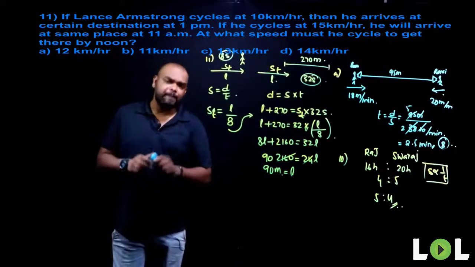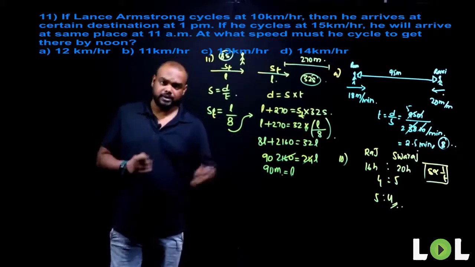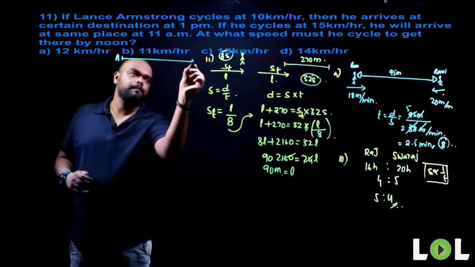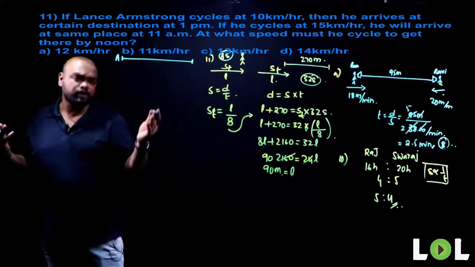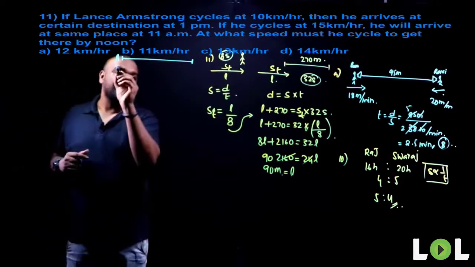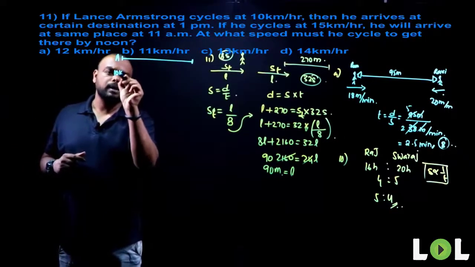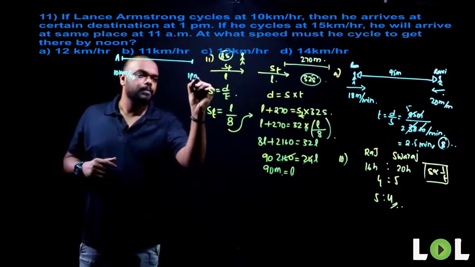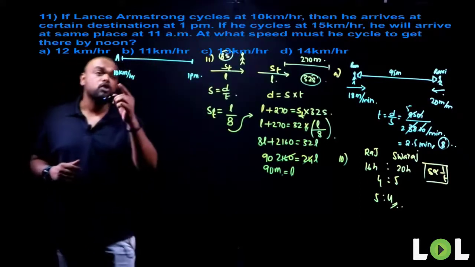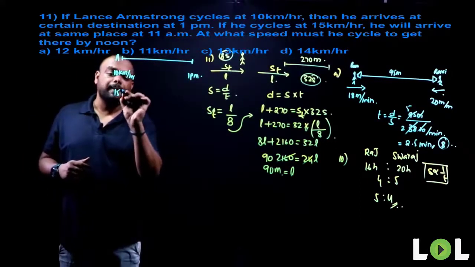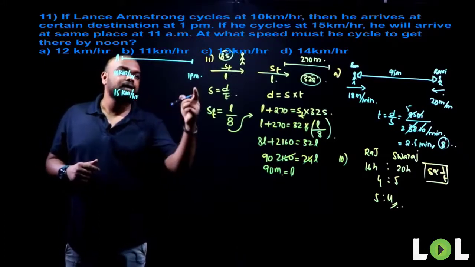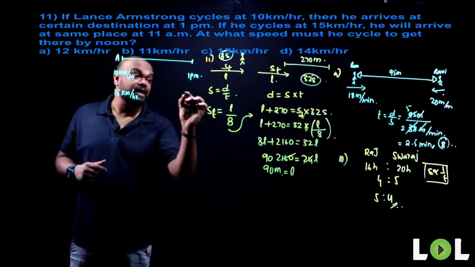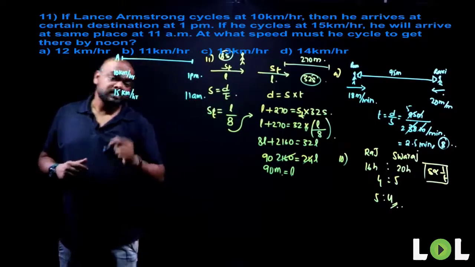Okay. See what is happening, guys. He's starting from one point to the other point. Let us say it is from A to B. At what time he is starting, that we do not know. But if he cycles at 10 km per hour, he will reach this point at 1 p.m. Now suppose he travels at 15 km per hour, he will reach at 1 p.m. No, 11 a.m. I'm sorry, 11 a.m.